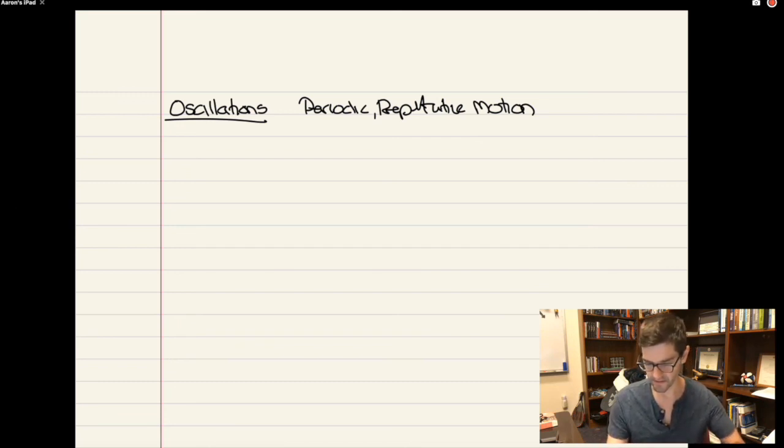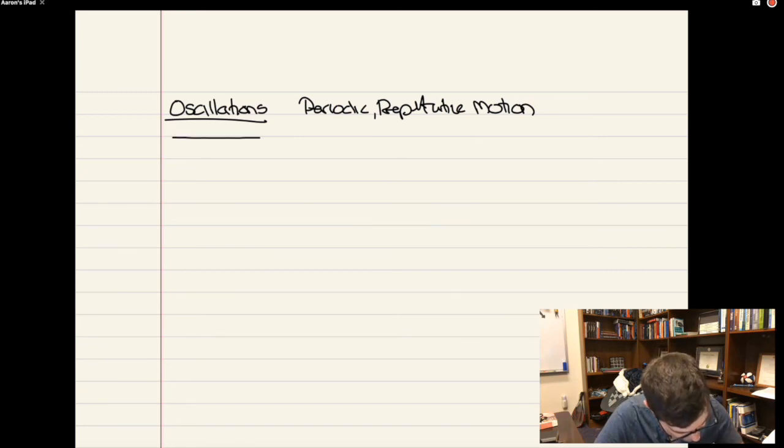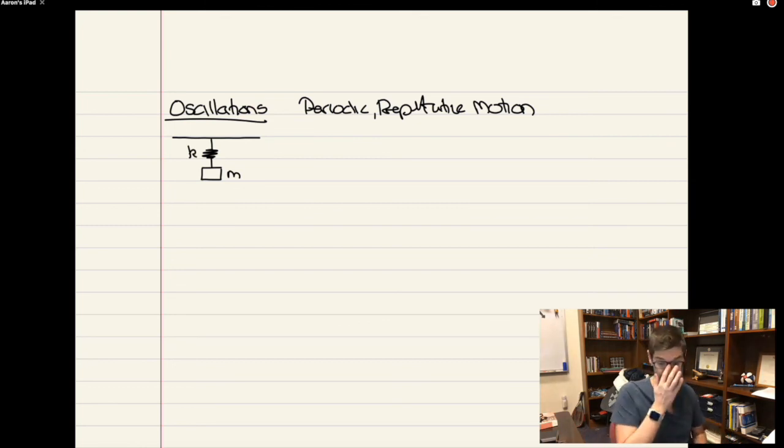Let's start with the simplest example that I can imagine that could create some oscillations, which is a vertical mass attached to a spring. So you can imagine I have some sort of spring, and I attach to it a mass that has some mass m. And the spring perhaps has some spring constant k.